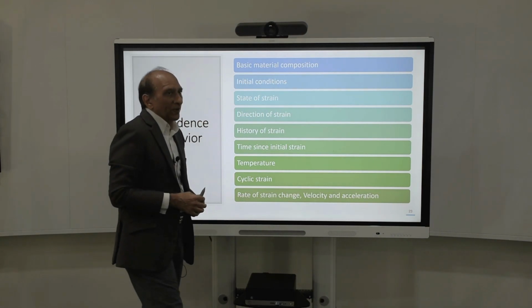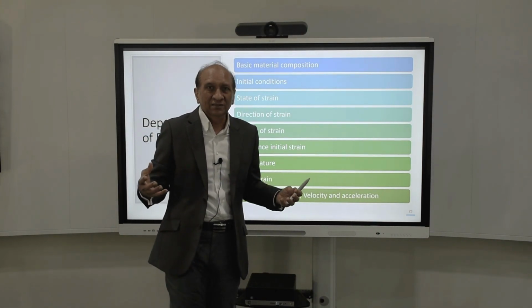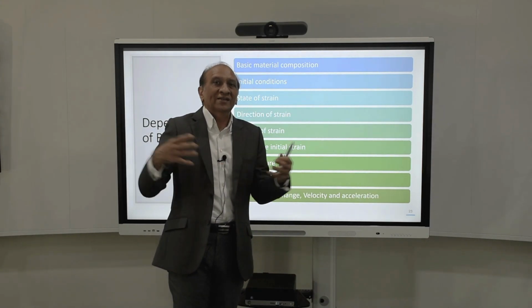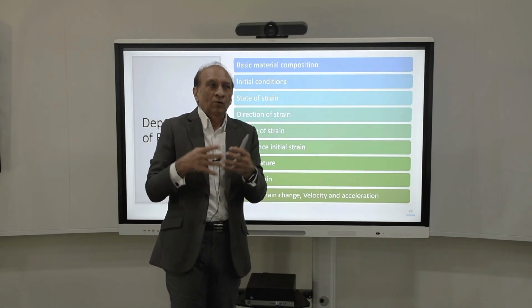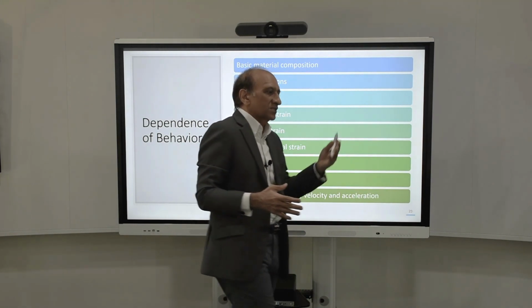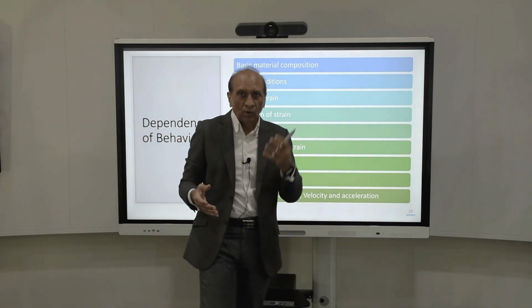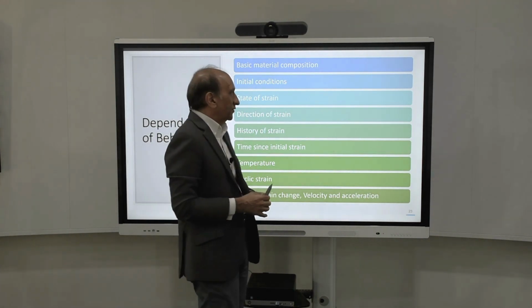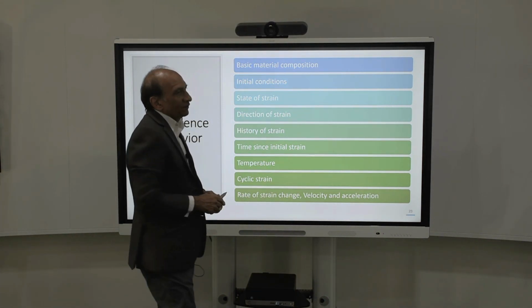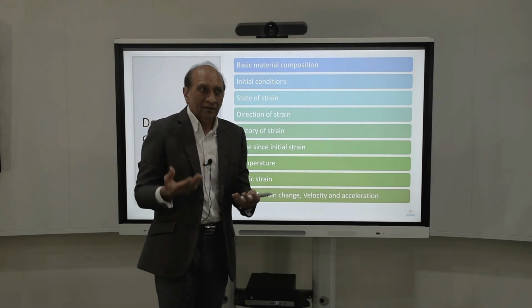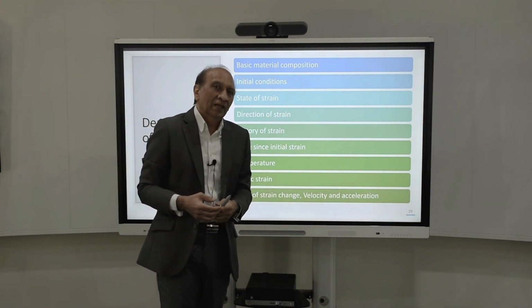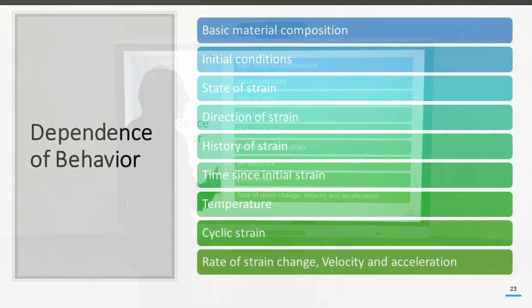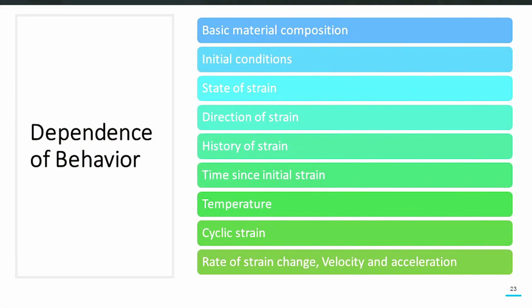State of strain: whether the beam has been pre-strained, whether it has expanded before, or was contracted before, what time of day or what day it was when it was cast, whether it was summer or winter, morning or evening. That will affect the initial conditions of the structure. Direction of strain, which direction the strain was applied before, will affect the properties. Then the history of strain: how many times the strain was applied and removed up to the current date. So what is the history? That will affect the material properties today.